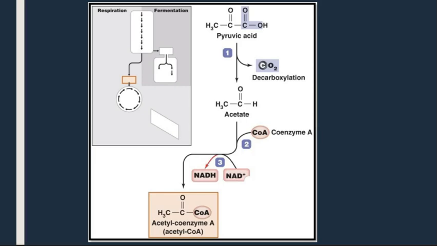In the intermediate step, pyruvate undergoes a decarboxylation, meaning that a carbon dioxide is removed from the molecule. Carbon dioxide is a waste product. The remaining molecule is acetate.